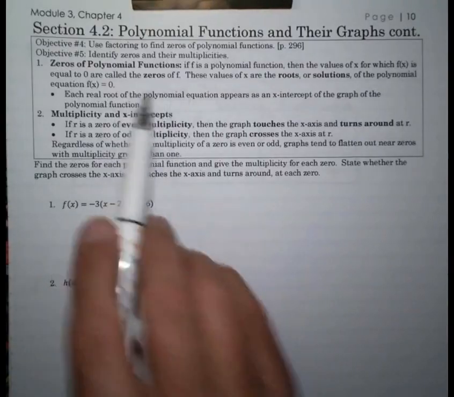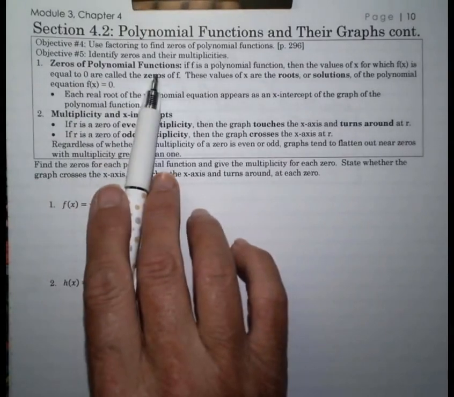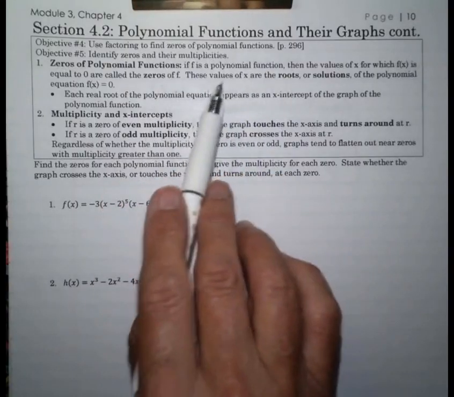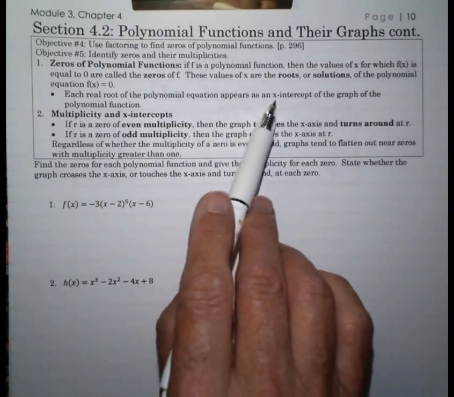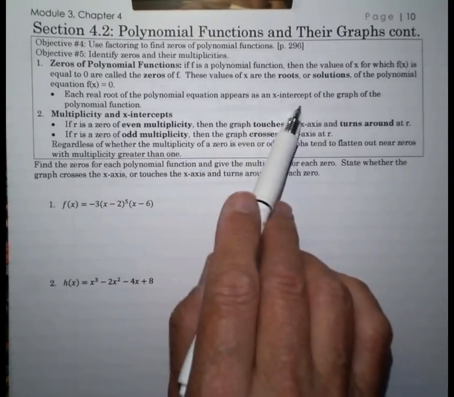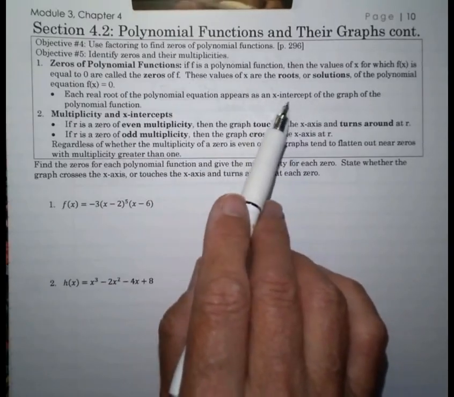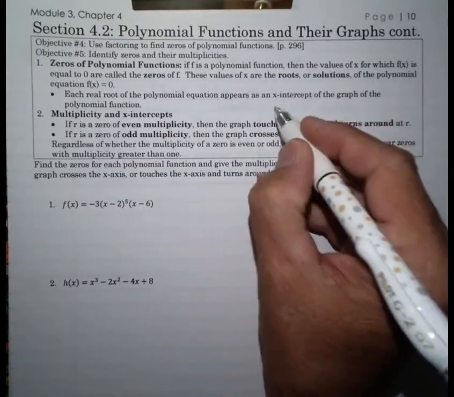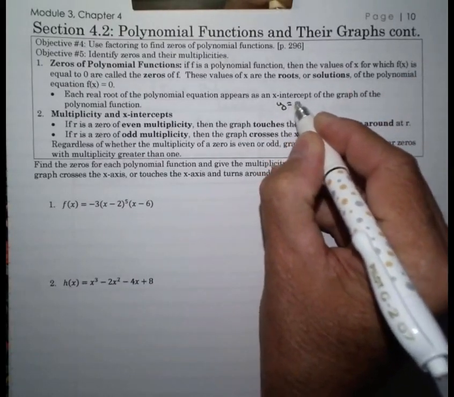So first of all, when you're talking about the zeros of the polynomial functions, you're talking about where it's going to cross the x-axis, or where it's going to touch the x-axis. So it's going to be really an x-intercept of the graph. And that x-intercept, of course, is going to be where y is equal to 0 for this graph, isn't it?